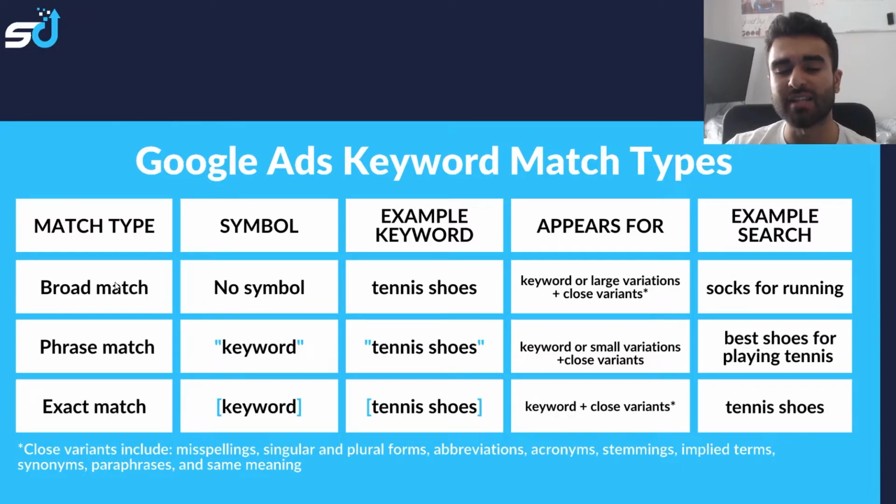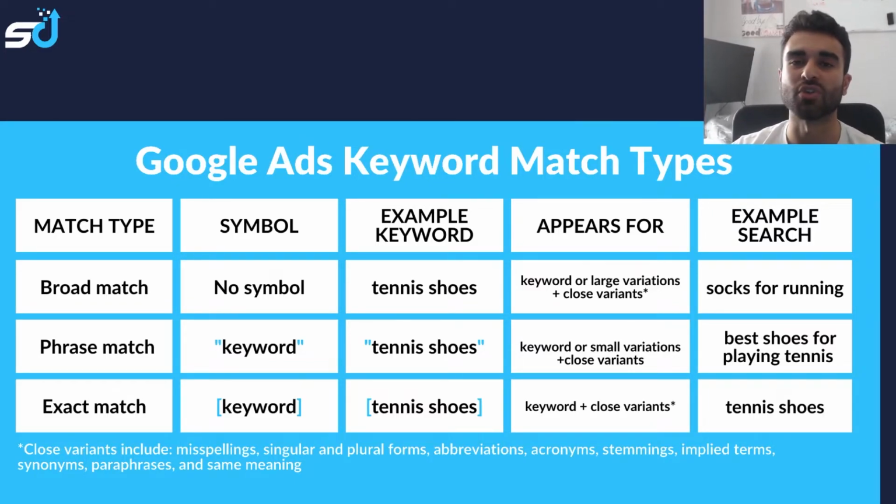Moving along the line, we have phrase match next. Phrase match allows you to hone down a bit further from broad match, and that means you use quotation marks around the keyword. You add one either side of the keyword itself, and it will look like this, tennis shoes with the little speech bubbles outside of it. In terms of search results, you have keywords with small variations or close variants. An example search for this would be best shoes for playing tennis. It is an entire phrase that includes both the words tennis and shoes, but it's applied in a slightly different way.